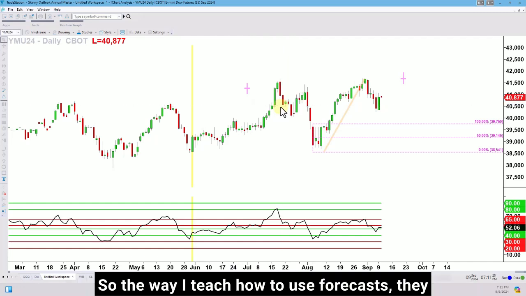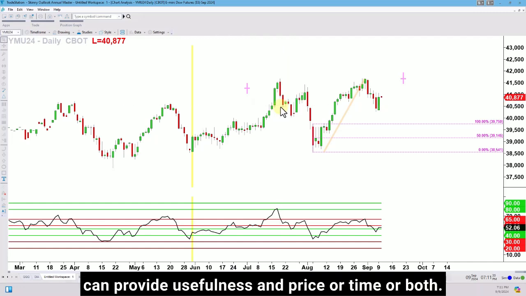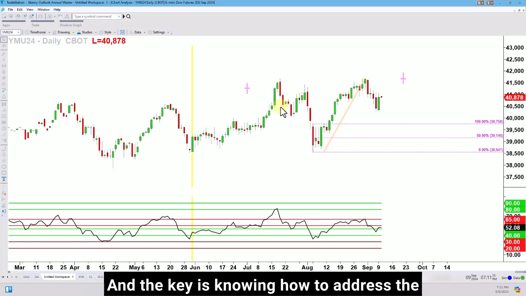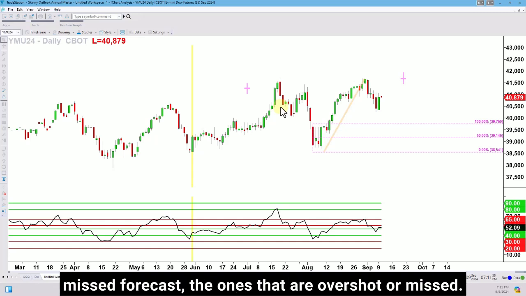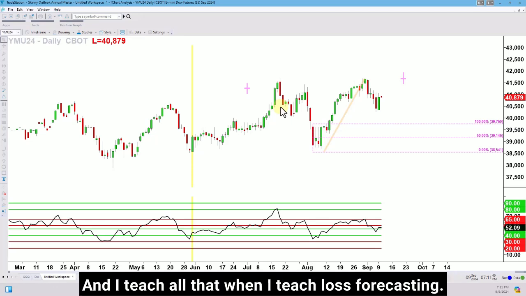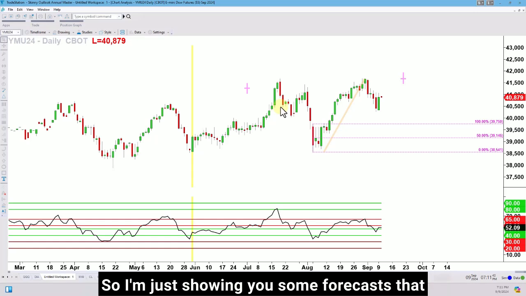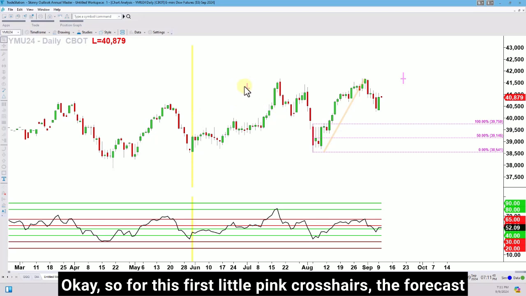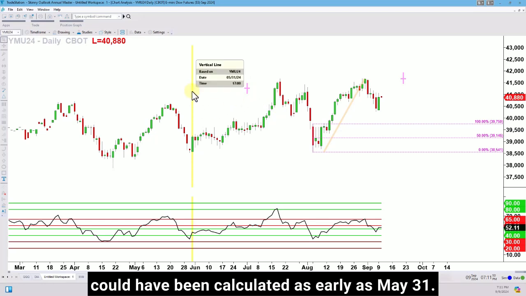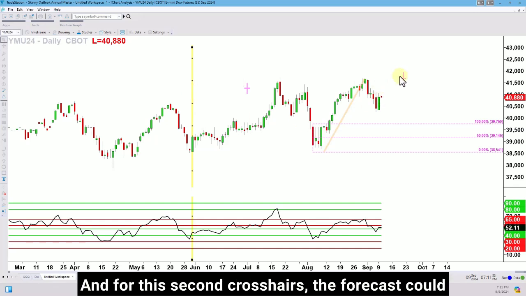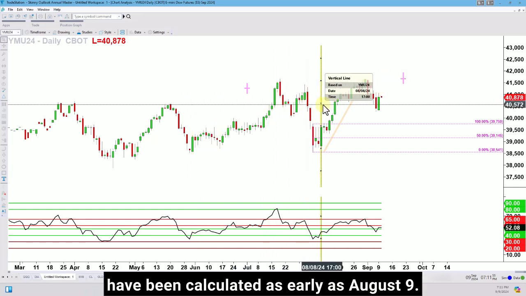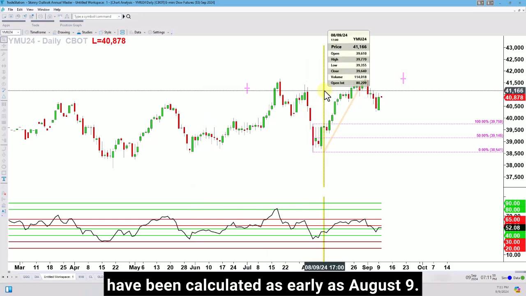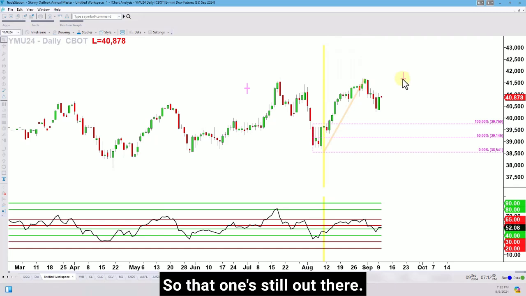So the way I teach how to use forecasts, they can provide usefulness in price or time or both. And the key is knowing how to address the missed forecasts, the ones that are overshot or missed. And I teach all of that when I teach loss forecasting. So I'm just showing you some forecasts that were pulling price up and to the right, okay? For this first little pink crosshairs, the forecast could have been calculated as early as May 31st. And for this second crosshairs, the forecast could have been calculated as early as August 9th. So that one's still out there. Notice though, we already sort of reached the price aspect of the forecast.